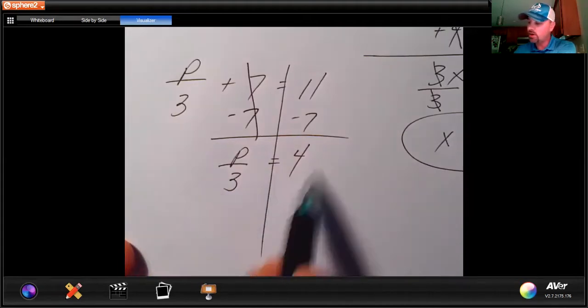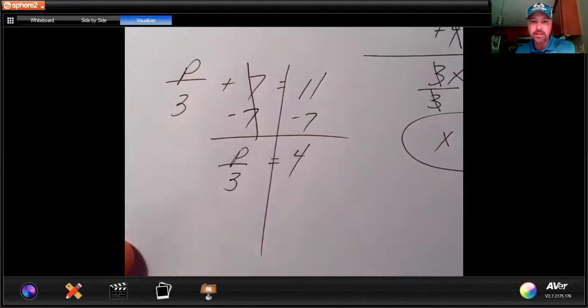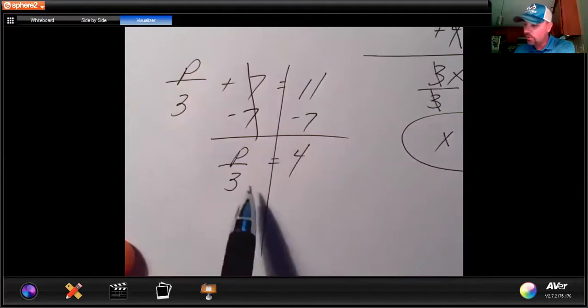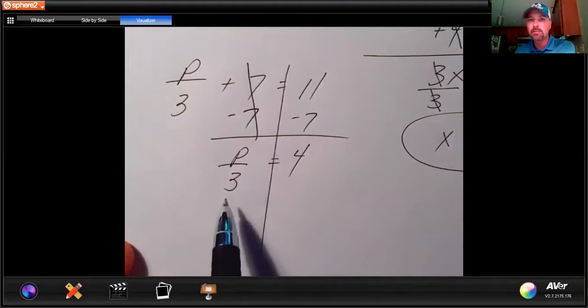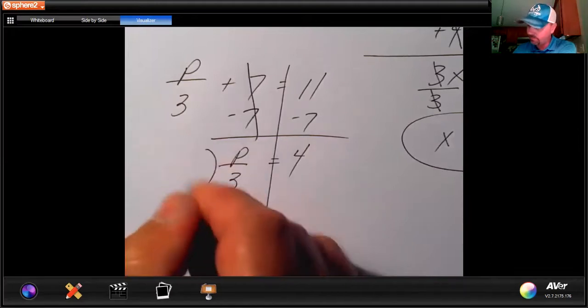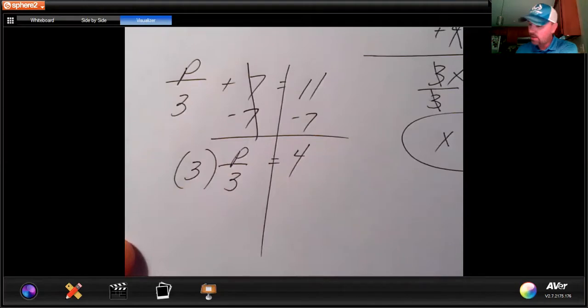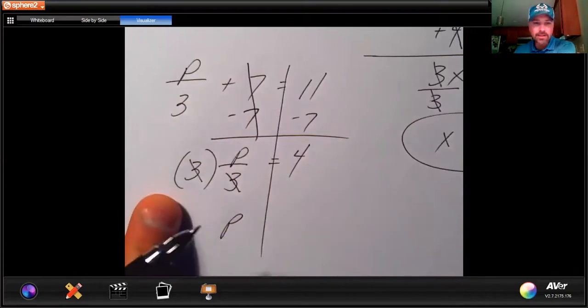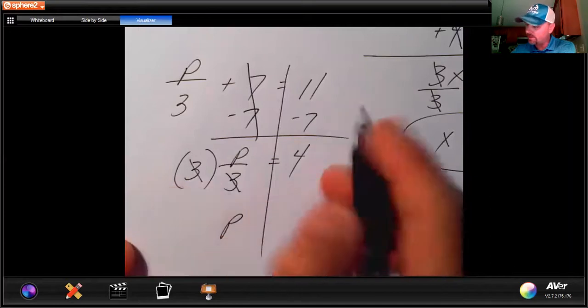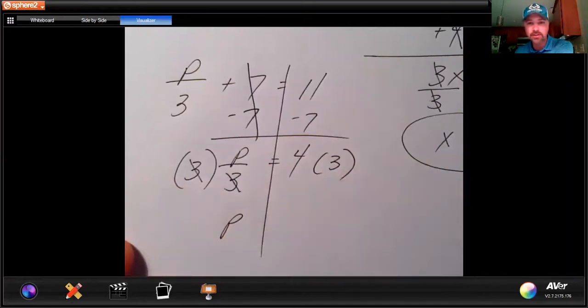Okay, so here's our next line. P divided by 3 is equal to 4. So we want to undo divided by 3. The opposite of divided by 3 is multiply by 3. When we do that, those 3's cancel and your P is free. If we multiply this side by 3, we need to keep it balanced and multiply the other side by 3 as well. And 4 times 3 is 12.